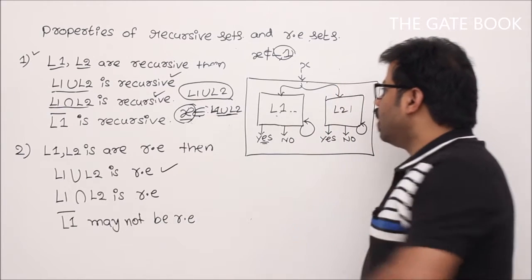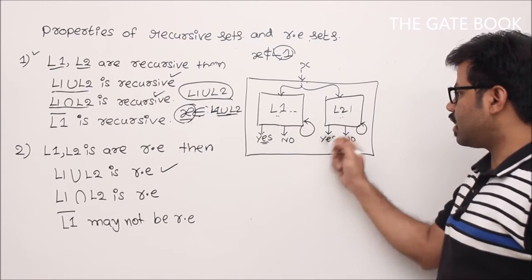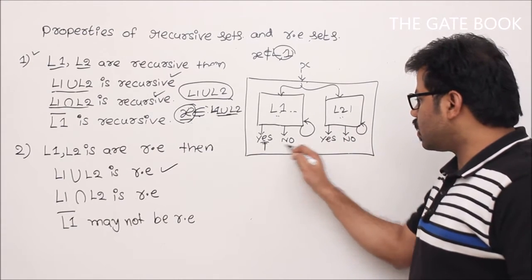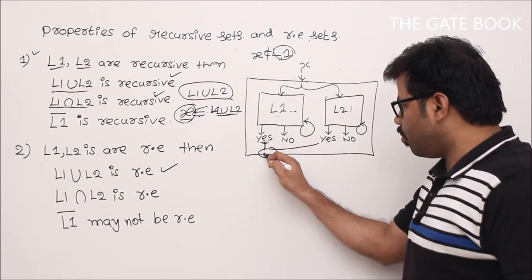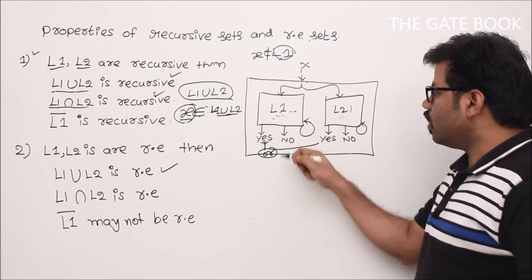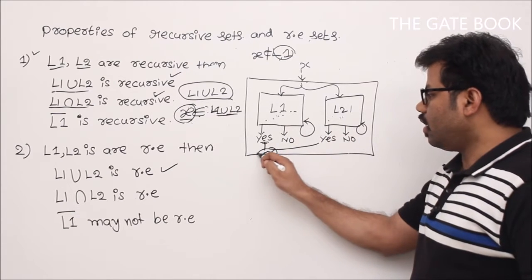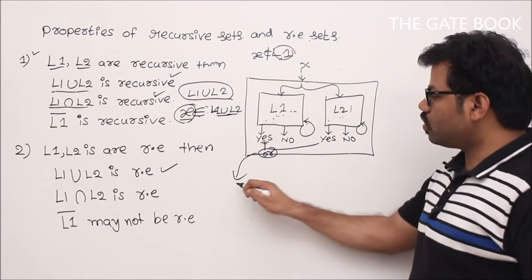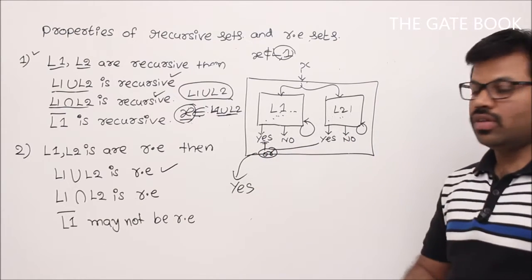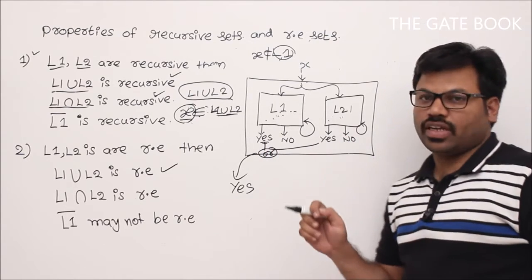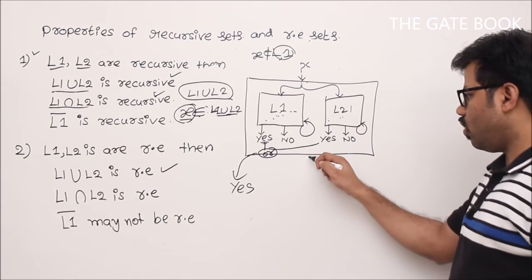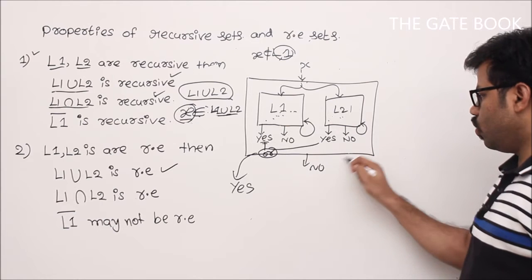Can I say one thing? If either this machine or this machine accepts, then definitely X belongs to L1 union L2 and I have to accept. That's why I put an OR condition. Just symbolically I'm showing that. That means if one of the Turing machines goes to final state, then the overall Turing machine goes to final state. If none of them goes to final state, then I don't go to final state. That's it. I don't want to talk about no and reject loop.